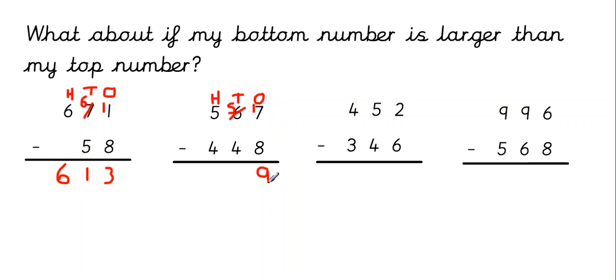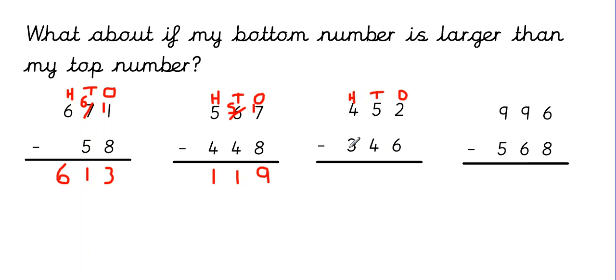I'm then going to move to my tens column. So I've got 5 take away 4, which is 1. And then I'm going to move to my hundreds column and do 5 take away 4, which is 1 again. So your answer would be 119. Let's have a look at this one then. So we've got our ones column, our tens column, and our hundreds column.